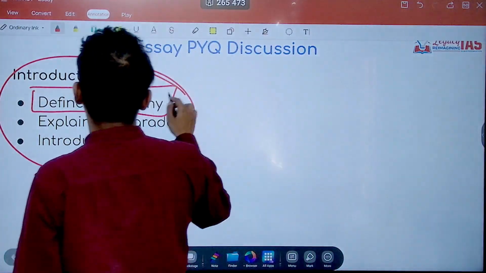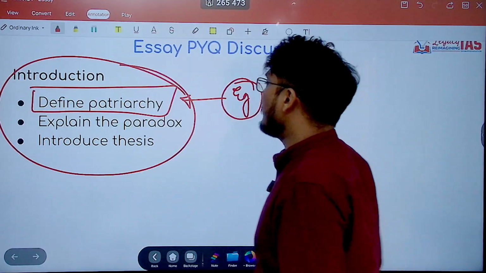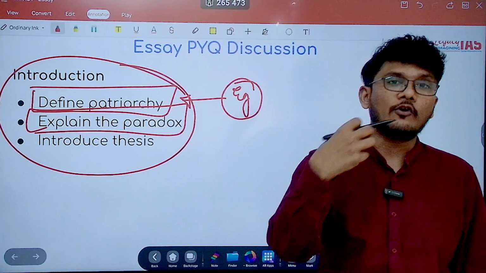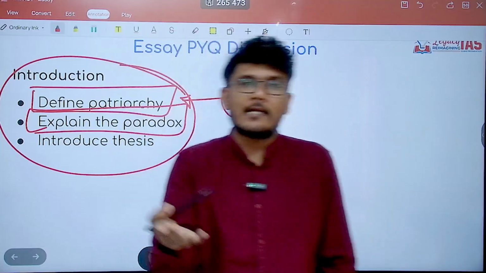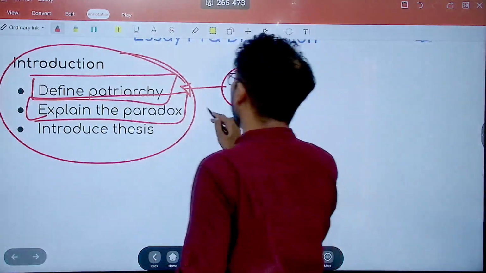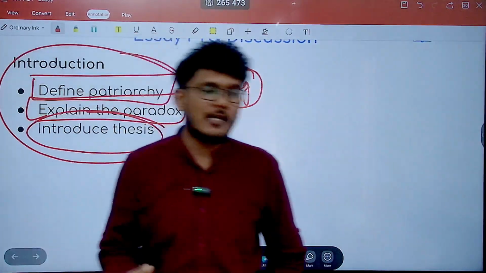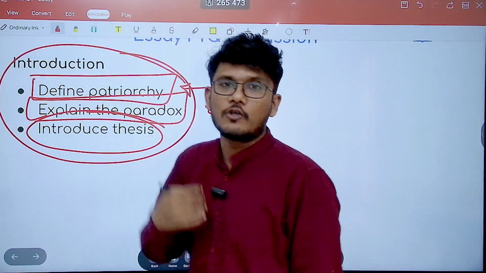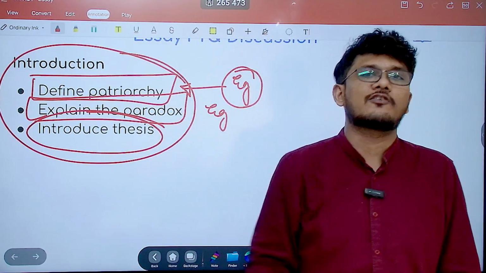As a result, you can talk about what patriarchy is, give an example, then explain the paradox which I just talked about: that it is the most important thing playing the most important role in inequality, yet people are not even noticing it. That paradox you have to give again with the help of an example, and introduce the thesis. What is the meaning of the thesis? Introduce your assumption, your take, or your way forward, what you think with respect to patriarchy.